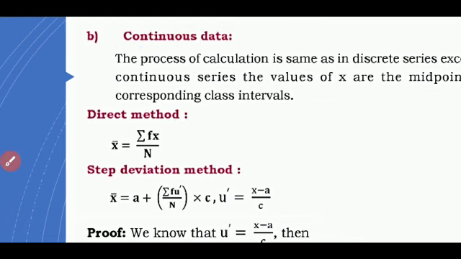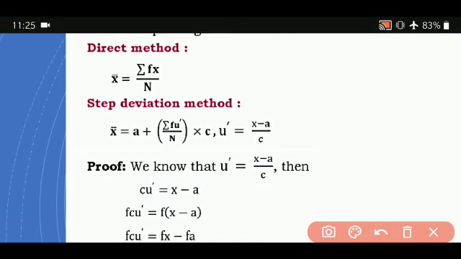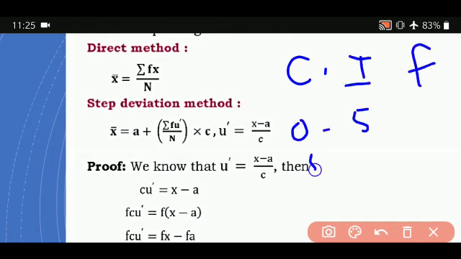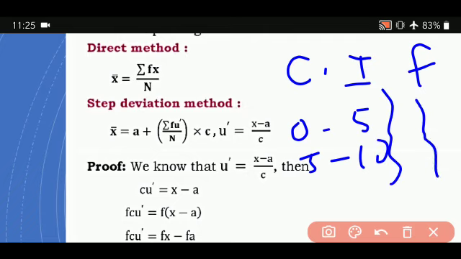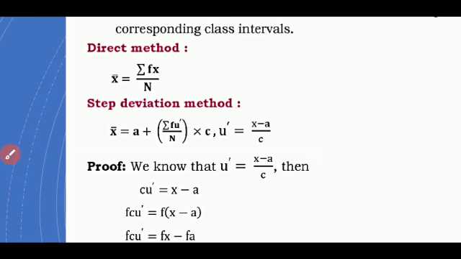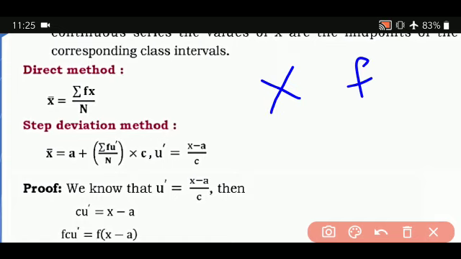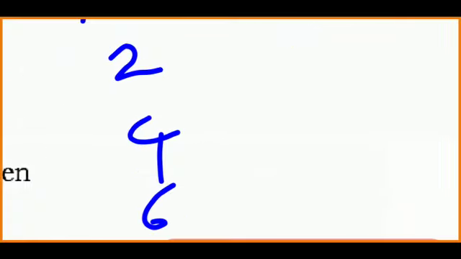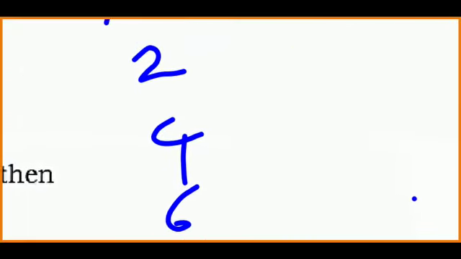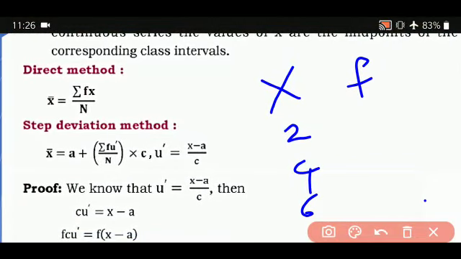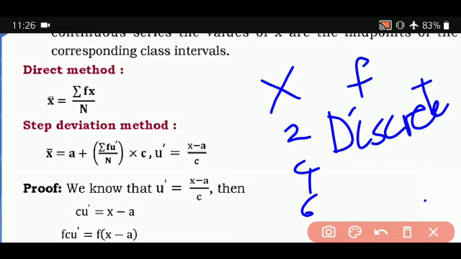But for step deviation, first, what is continuous data? Continuous data is given in class intervals and f, like 0 to 5, 5 to 10. When such class intervals and frequencies are given, this is known as continuous. And what is discrete? Discrete means x and f values. Straight away 2, 4, 6, all the x values will be given and different f values will be given to you. That is known as discrete. Discrete will not have class intervals. Continuous will have class intervals. That's all you have to remember.